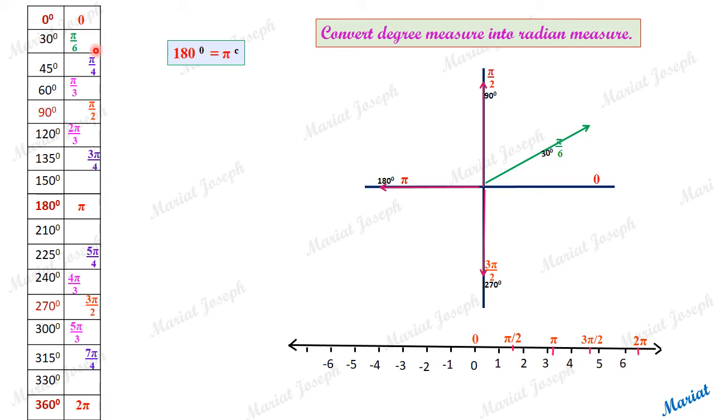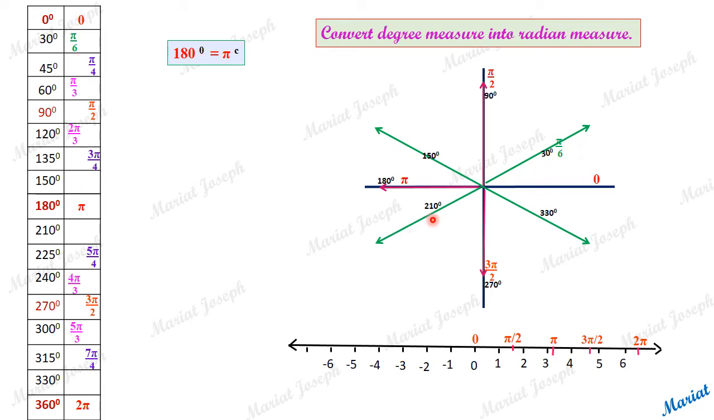So 30 degree is pi by 6 radian. Let's see the other 3 angles we may get in the other quadrants. Here 150 degree, 210 degree and 330 degrees. What will they be? Look, 150 is 5 times 30. 5 threes are 15. So 150 degree will be 5 times pi by 6.